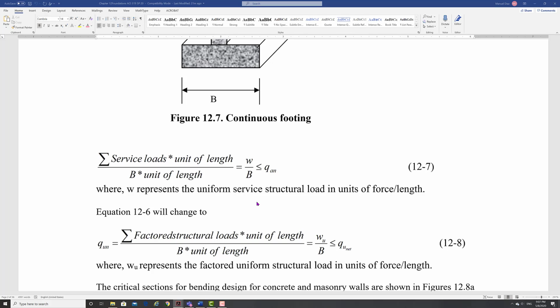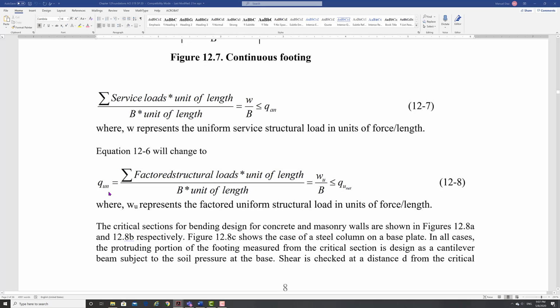But remember, service loads. Then you need to find your design load, and that will be your factored structural loads per unit length. So now you get your factored load. This is now the pressure that you use for design. This is the WU for design.